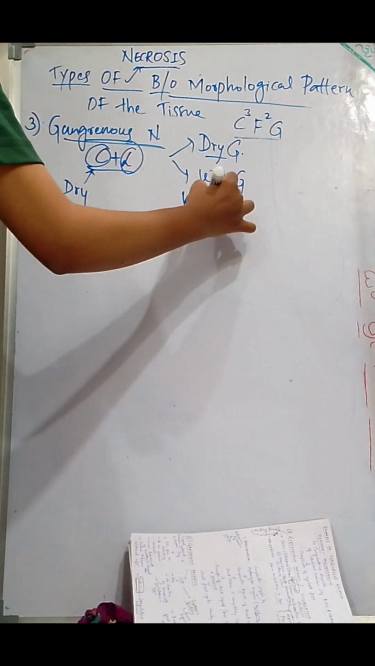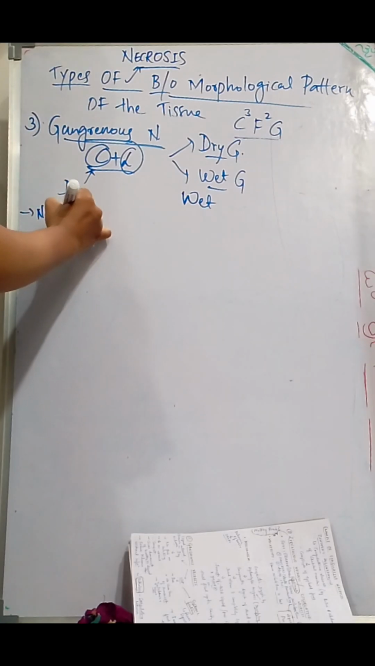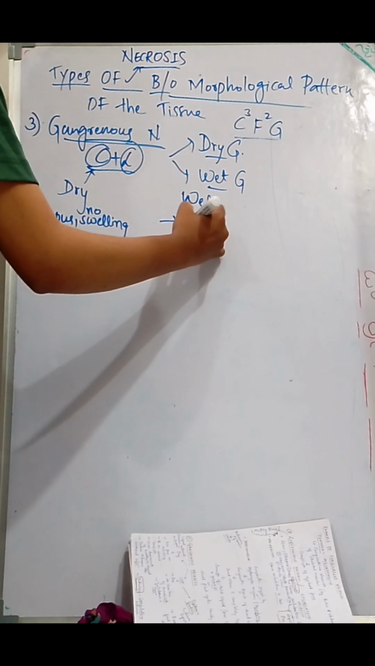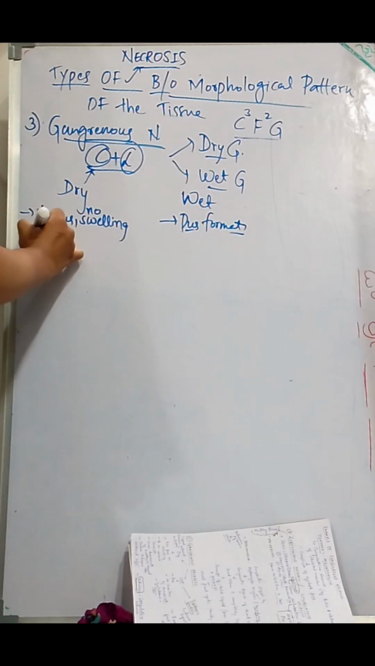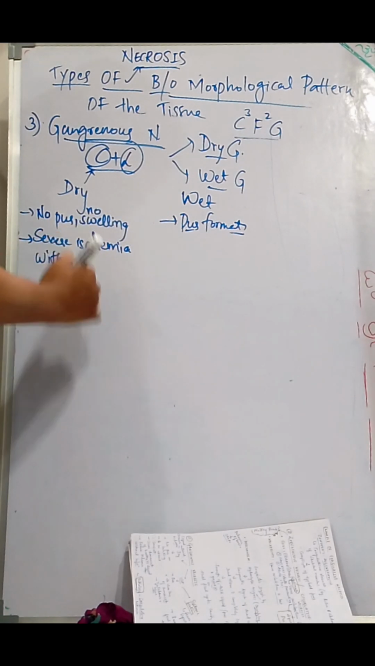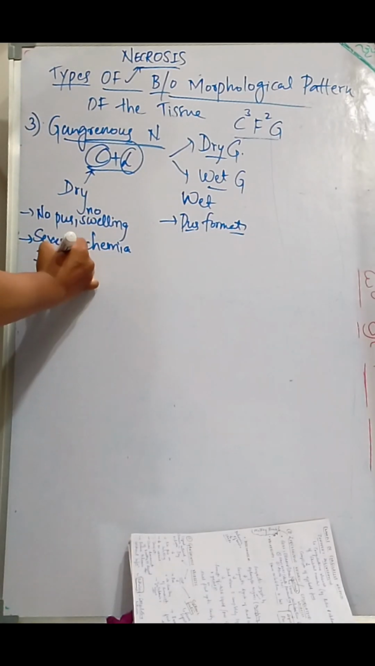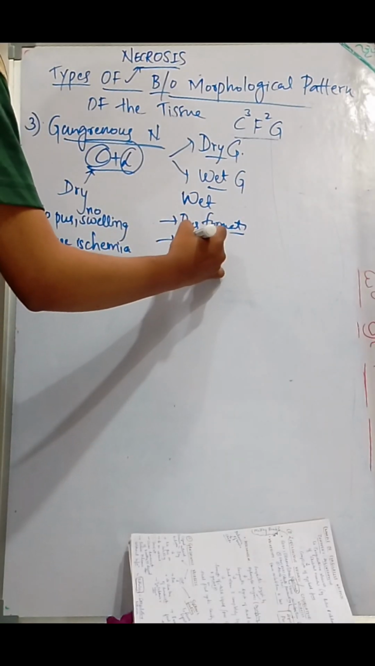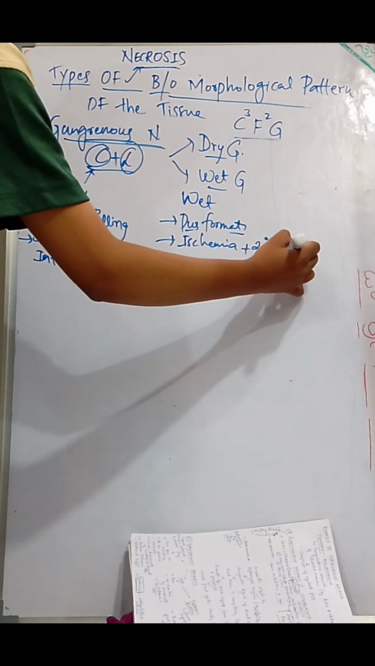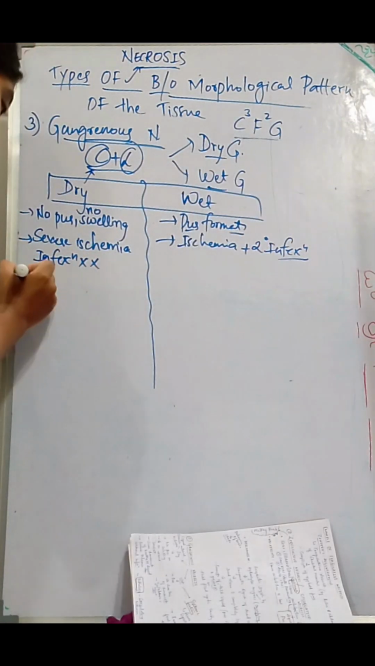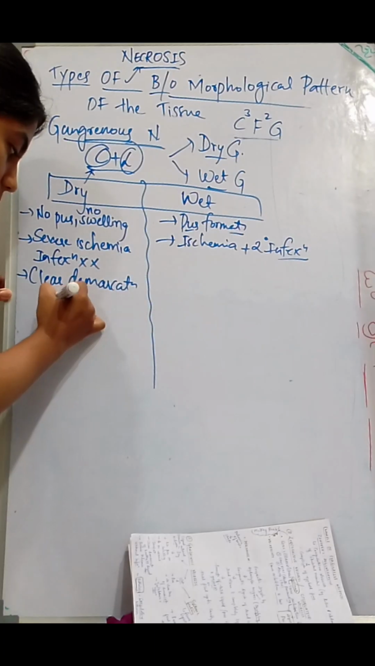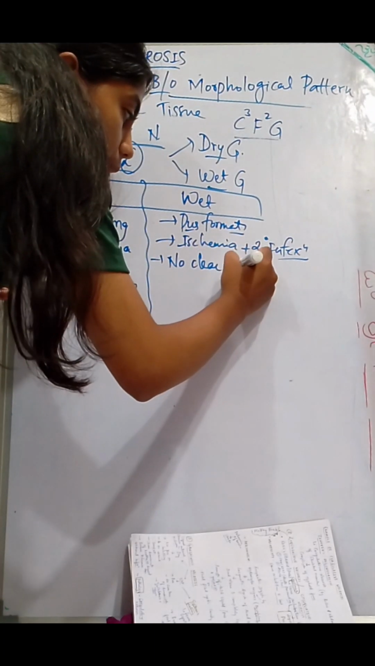So in dry, no pus, no swelling, but in wet there is pus formation. And here there is severe ischemia without infection. Here, along with ischemia, we see secondary infection. The third point, here we see a clear demarcation line between the healthy tissue and the diseased one. Here there is no clear demarcation seen.